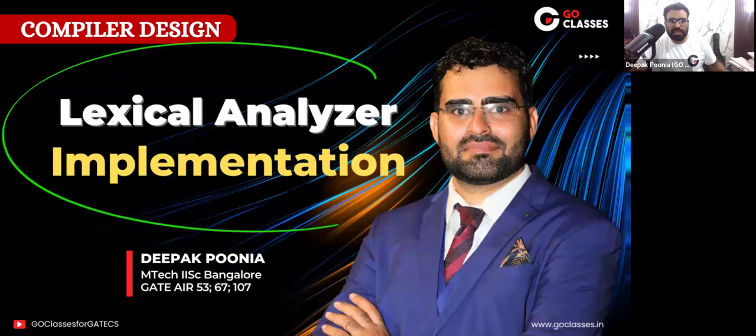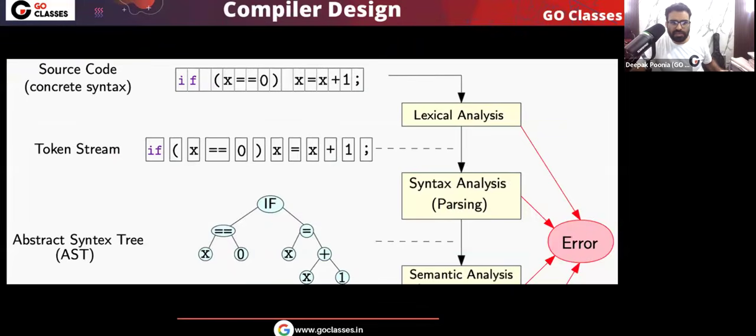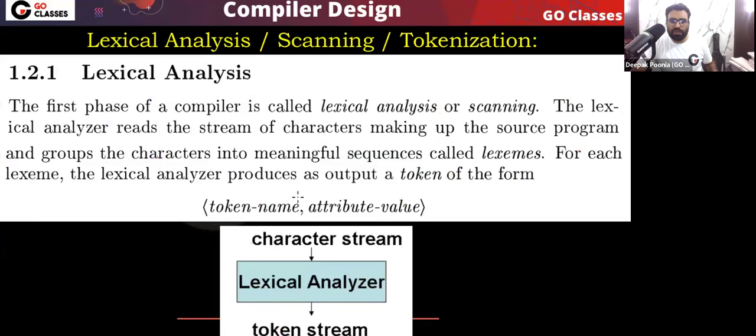So you can see the lecture is lexical analyzer implementation. In the previous lecture we have seen what is a lexical analyzer, or I can say what is this lexical analysis phase. In this lexical analysis phase, the source code will be converted to a token stream. Our source program is a character stream, and that character stream will be converted to a token stream. So the lexical analyzer will convert our source code to a stream of tokens. We have already seen what is a token, what is a lexeme. All these concepts we have already seen in the previous lecture.